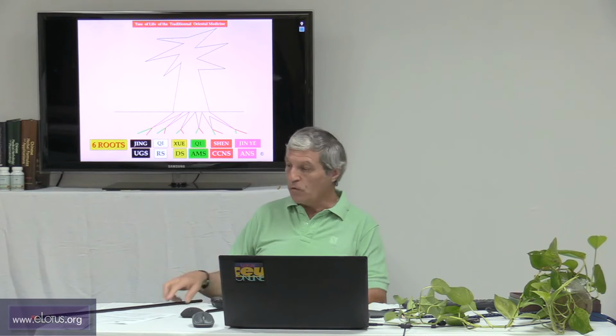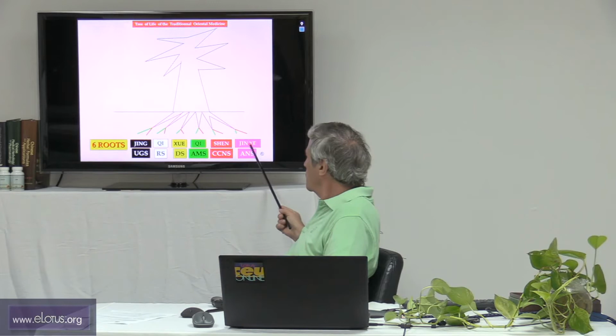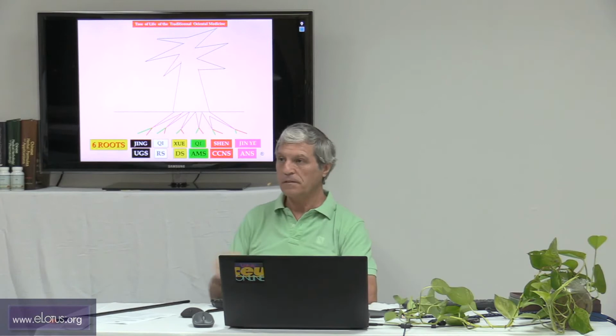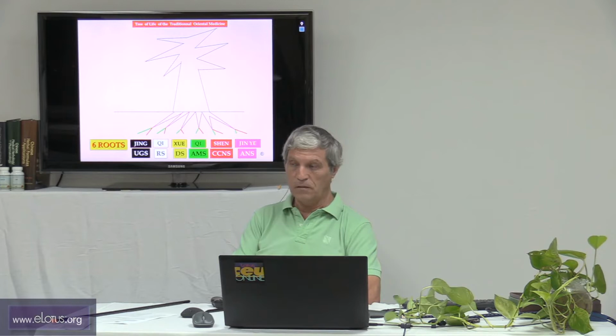So this route is very important, because we can find all of the systems, all of the organs. Many doctors forget to treat the autonomic nervous system, pericardium and triple burner. Okay, very important.